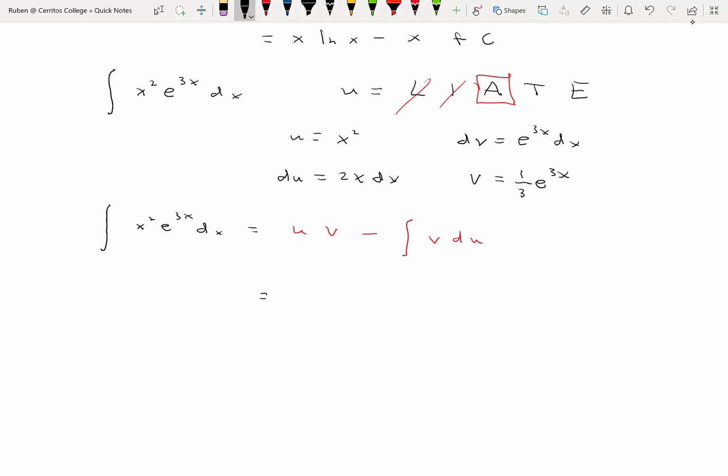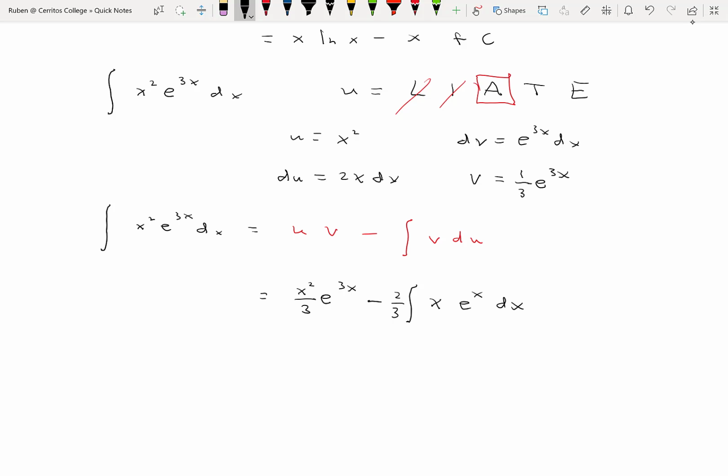or x squared times 1/3 e to the 3x. That's x squared over 3 e to the 3x minus the integral of v du. Well, v is 1/3 e to the 3x, and du is 2x dx. So I'm going to get a 2 from the 2x dx, a 3 from the 1/3 e to the 3x. I'm going to factor that outside of the integral sign. And it seems like we have a problem. The problem is that last integral still has a power in it.